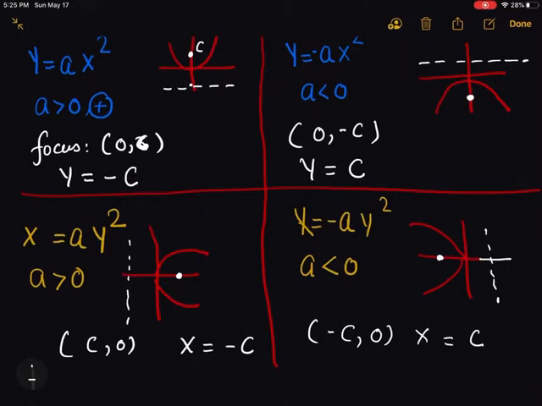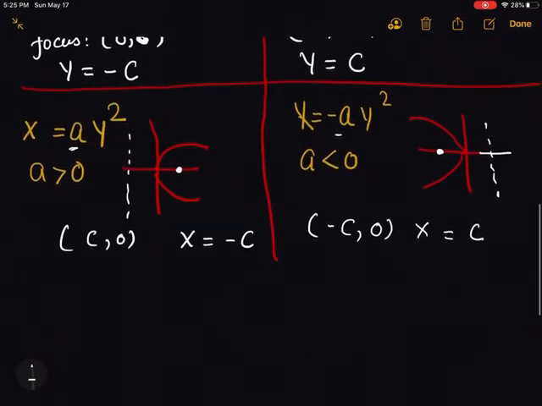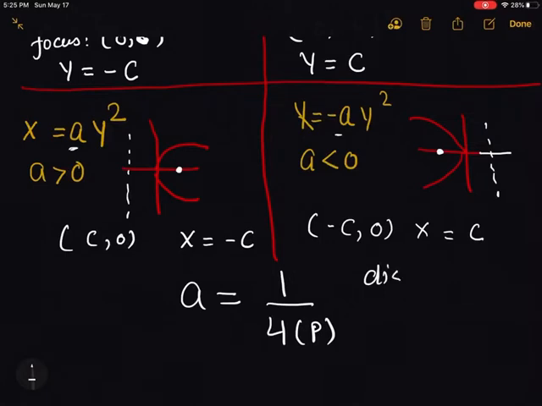And the last thing we need to know: this a in all of these equations, how do we find the a value in the equation? This is the equation you need to know. a is equal to 1 over 4 times p. What's that p in this equation? Basically this p is the distance of the focus from the vertex of the parabola. So let's say if I take this focus, how far this point is from the vertex.